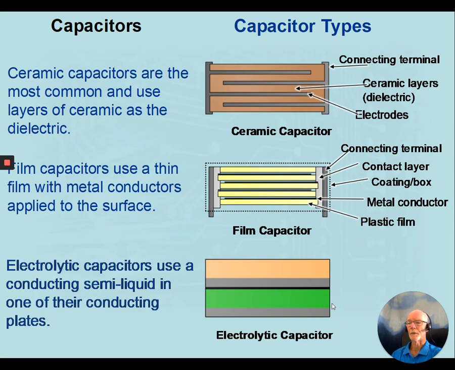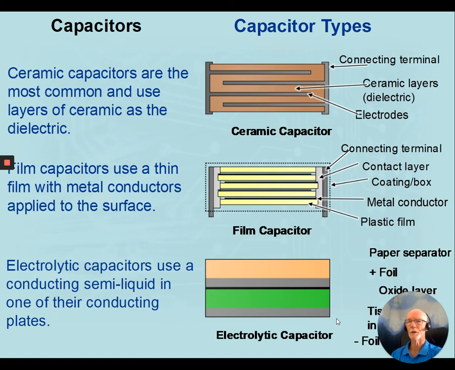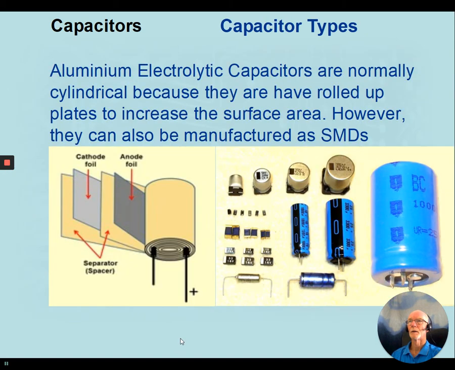The electrolytic capacitor is slightly different in that the dielectric, or the insulating part, is in fact a metal oxide layer, and there is also normally some tissue paper in there which is soaked in ionic solution to give us conduction between the plates. Electrolytic capacitors are often made with aluminium foil, and so we have an aluminium oxide on the capacitor.